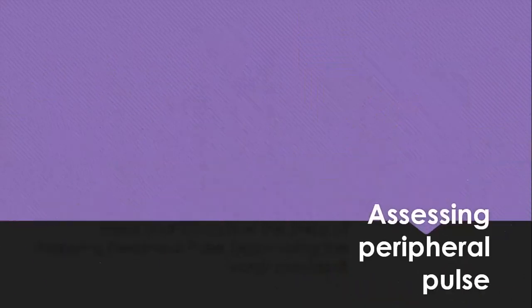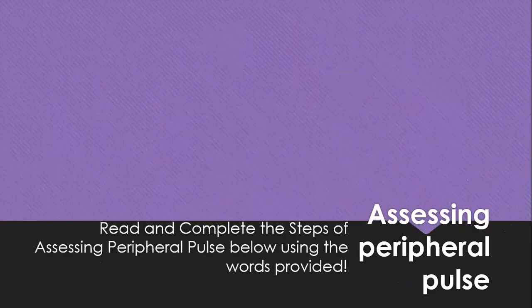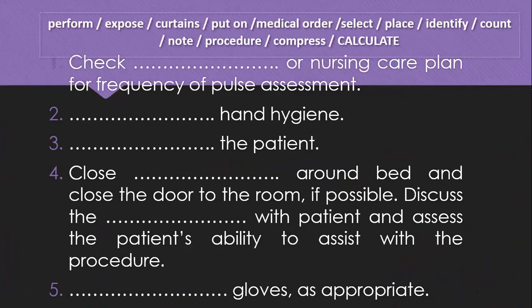Assessing peripheral pulse. I want you to read and complete the steps of assessing peripheral pulse below using the words provided. We have 5 questions, and in the box we have the options to best complete sentences 1 until 5. I will start from Joshua. Joshua, number 1, please.